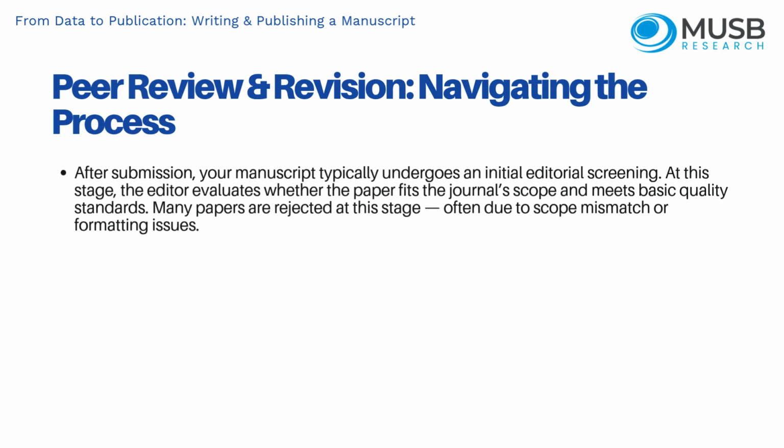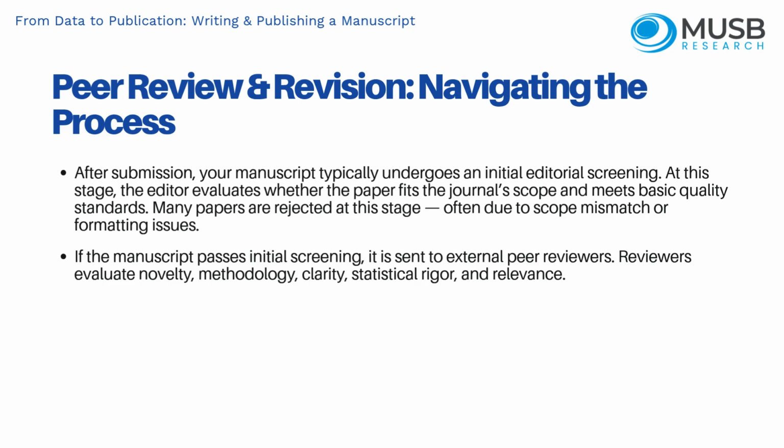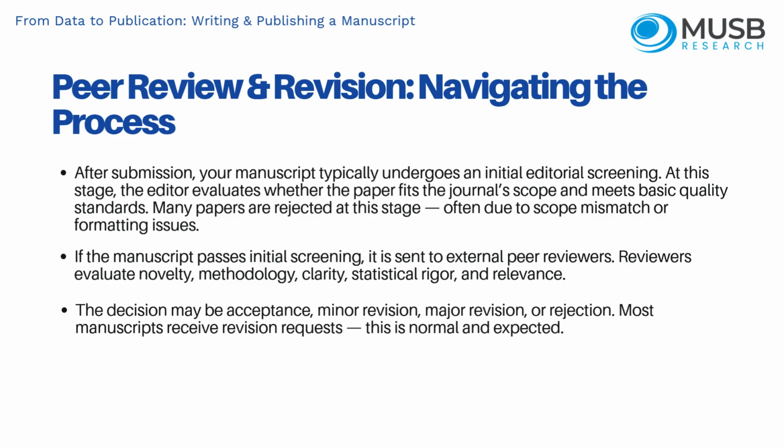After submission, your manuscript typically undergoes an initial editorial screening. At this stage, the editor evaluates whether the paper fits the journal's scope and meets basic quality standards. Many papers are rejected at this stage, often due to scope mismatch or formatting issues. If the manuscript passes initial screening, it is sent to external peer reviewers. Reviewers evaluate novelty, methodology, clarity, statistical rigor, and relevance. The decision may be acceptance, minor revision, major revision, or rejection. Most manuscripts receive revision requests. This is normal and expected.